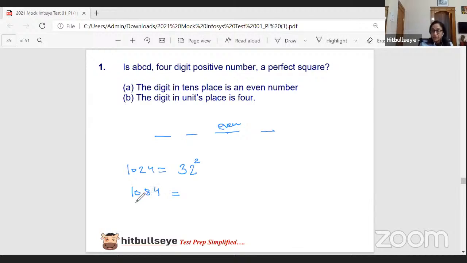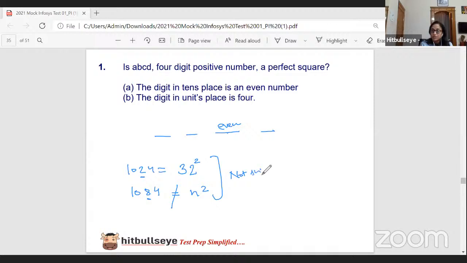Himanshu, I'm asking something else. You have created an example where there is an even number here and it turned out to be a perfect square. Now think of a contradictory example. Keep an even number here so that it is not a perfect square. So my question to you is, is 1084 a perfect square? No, it is not. It is not the square of any number. Yes. So we are not sure.